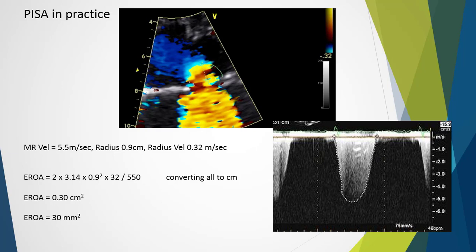Putting PISA into practice, with our example here, if we had an MR velocity of 5.5 meters per second and a radius that we've actually measured here of 0.9 centimeters, and the radius velocity is set with our aliasing velocity of 0.32 meters per second, we can pop it into our calculation of 2 times 3.14 times 0.9 squared times 32. Converting meters to centimeters, that is 32 divided by 550. So our effective regurgitant orifice area is 0.3 centimeters squared, or 30 millimeters squared.